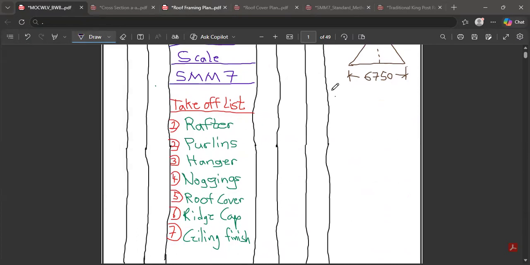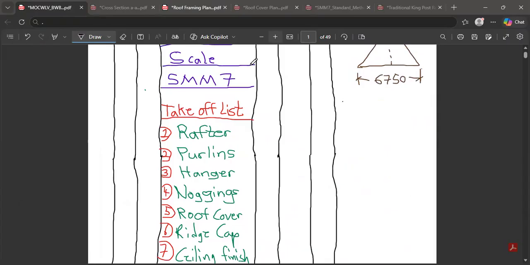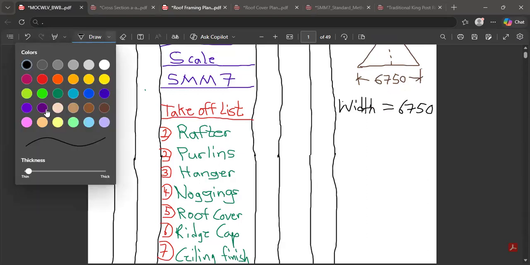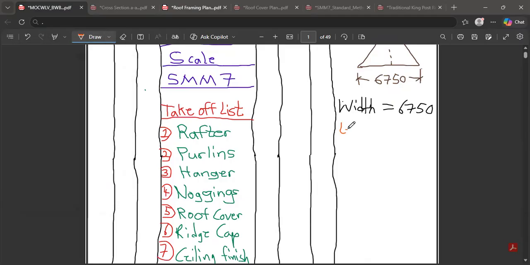So this is my width. And the width is equal to the 675 you are saying. 6750. Yes, 6750. Now we want to do what? We want it less. For this one, I want to be using different color pens so that the understanding can be more understandable. So I'm going to be using this color pen. We say we want to less.